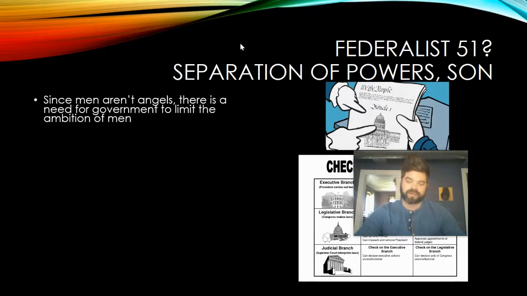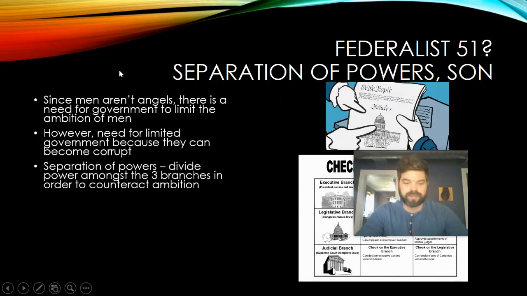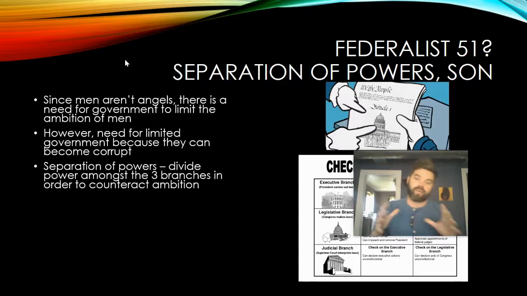Fed 51 is all about dividing the powers of government and creating a system of checks and balances. However, there is a need for limited government because governments can become corrupt, so you need to limit their powers. Separation of powers: divide the power amongst the three branches in order to counteract ambition. You need ambition to counteract ambition, meaning the branches' powers need the ability to check the ambition of other branches. All three branches work together and they all check each other's powers.